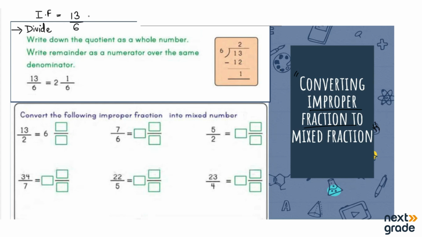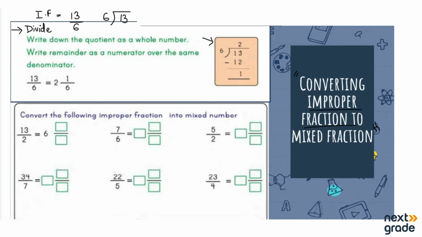Now, if we have to convert it into a mixed fraction, we have to do the following work, and that is, we have to divide the fraction. That means 13 over 6 को आपने divide करना है. So you will write it as 13 and 6. The division has been done for you over here.